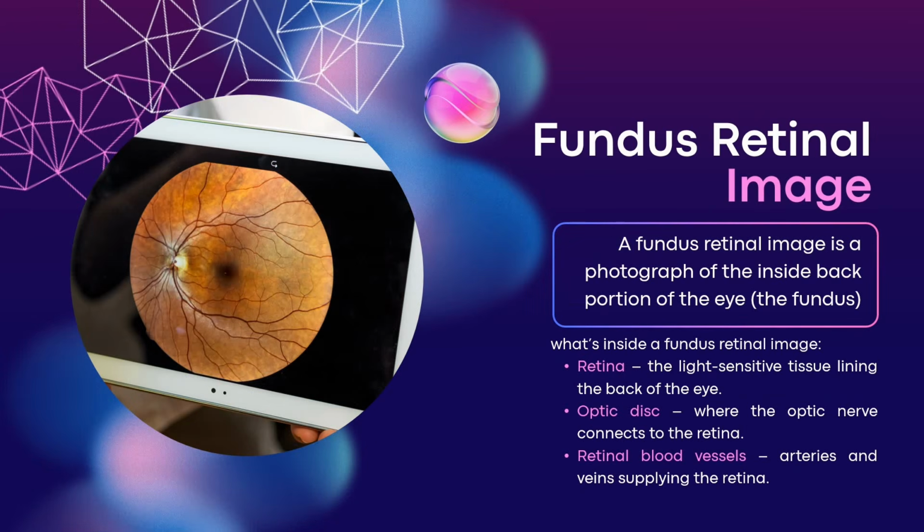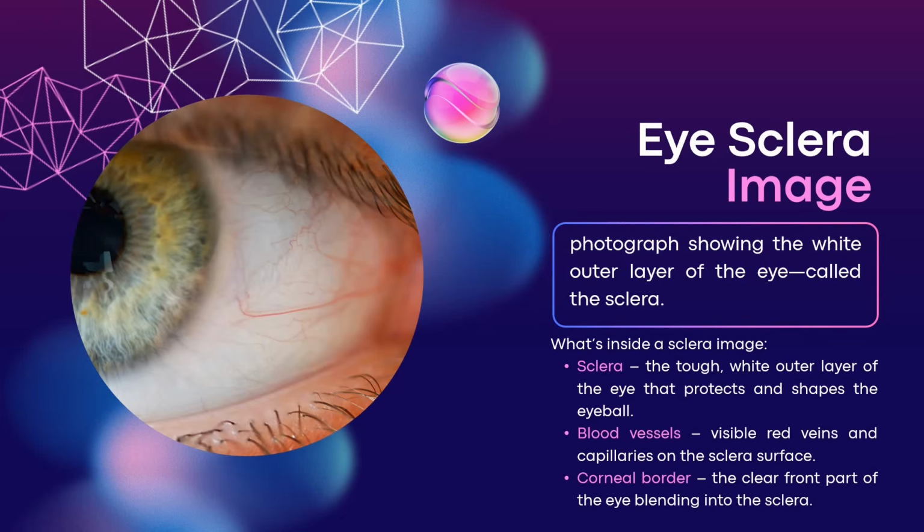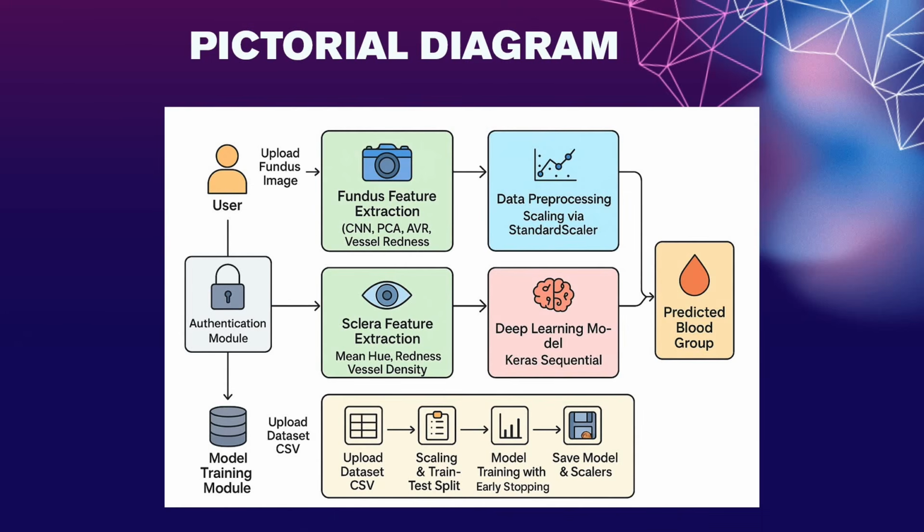So this is the Fundus image and Retinal image. I mentioned everything earlier. So this is the pictorial diagram of the project. You can see the overall flow. First of all, you have to upload the Fundus image. If you upload the Fundus image, it will directly go to the feature extraction part. Inside the feature extraction part, we have to extract many features. Okay, AVR, blood vessel thickness, CNN ratio, everything we have to extract. Then we have to apply data pre-processing using the standard scaler model.